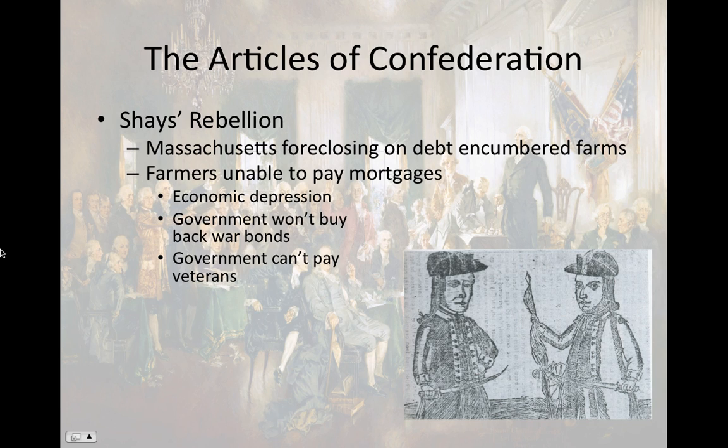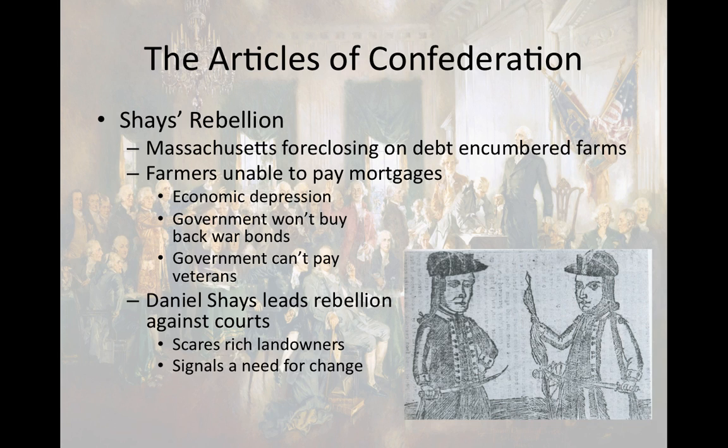Farmers who had bought war bonds during the Revolutionary War weren't getting that money paid back because, well, the government didn't have any money, so how is it going to pay back the war bonds? And then finally, many of the farmers, especially in western Massachusetts, Daniel Shays included, were veterans, and the government wasn't able to pay its veterans because it had no money. Remember, it wasn't able to collect taxes. That's right, taxes. So it was hard for them to pay back any money.